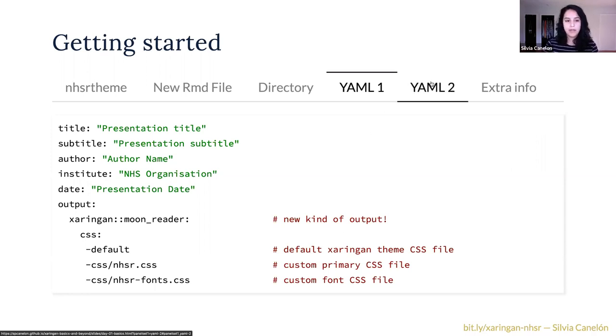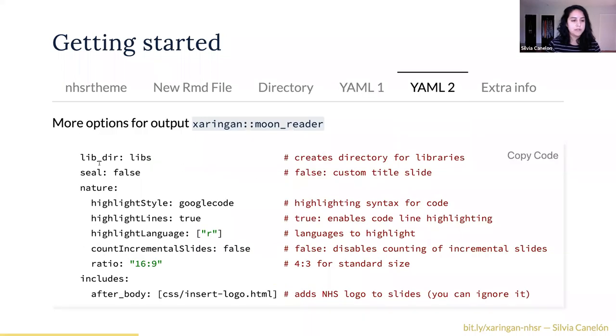Then the bottom half of the YAML, which still falls under the xaringan::moon_reader portion, has a directory that's created for libraries. And then there's seal colon false. When it's false, it means that you get to create your own custom title slide. If you have it set to true, then it creates a title slide for you using metadata from your YAML. And then there's this nature section, which covers a few different things.